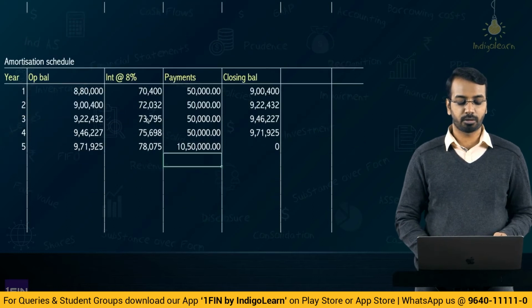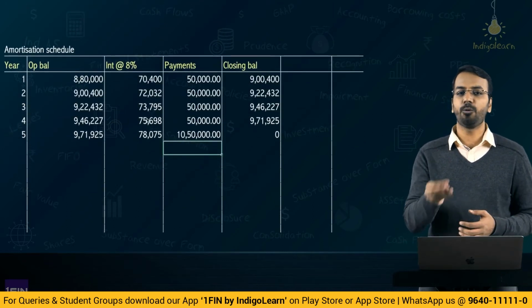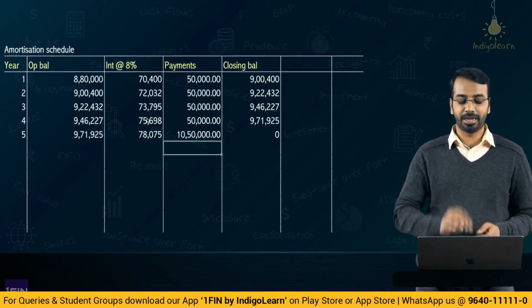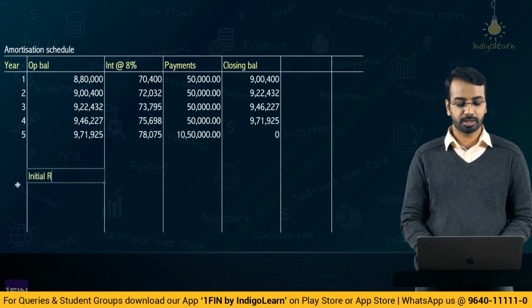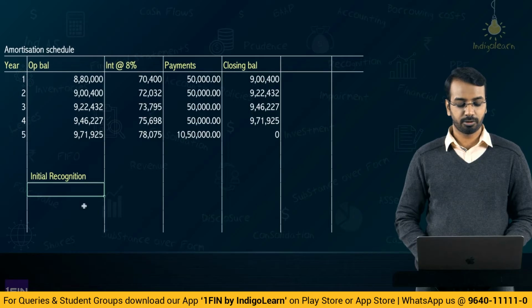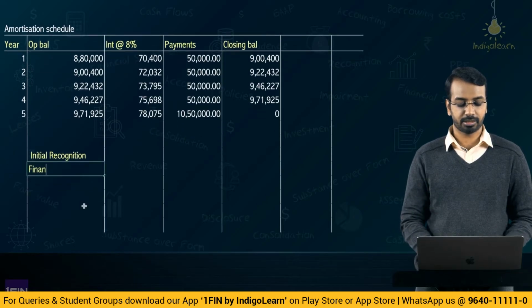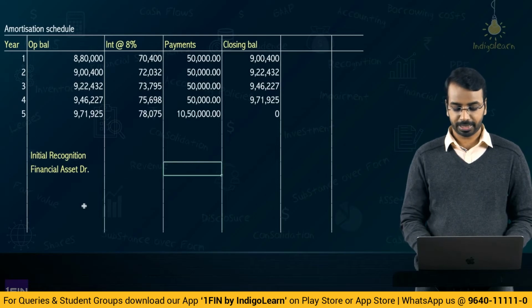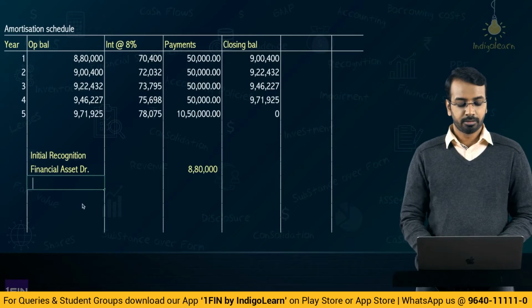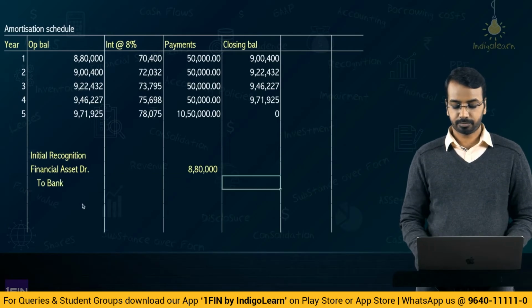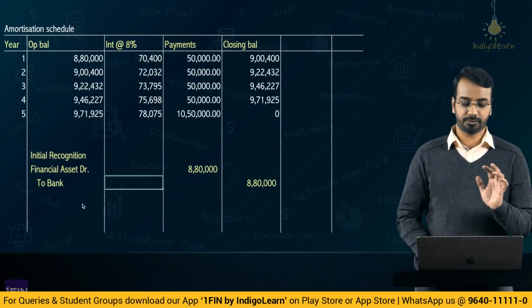Now, the next question is, how will the entity account for it? The entity will account for a financial asset at fair value. So, initial recognition. What will you do? You will say financial asset debit by what amount? 8,80,000 to bank 8,80,000. That is the first entry.